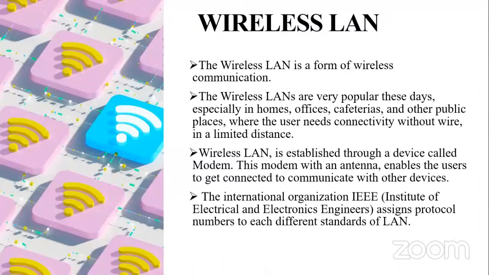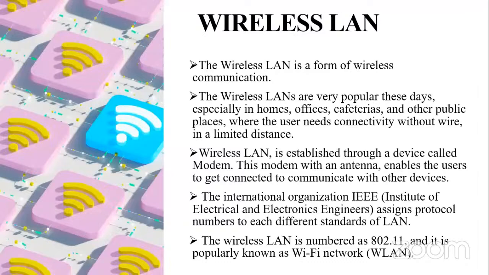This is an important one, that IEEE, Institute of Electrical and Electronics Engineers, assigns protocol numbers to each different standard of LANs. This is an important question for competitive exam purposes. This last point, the wireless LAN is numbered as 802.11, and it is popularly known as Wi-Fi.